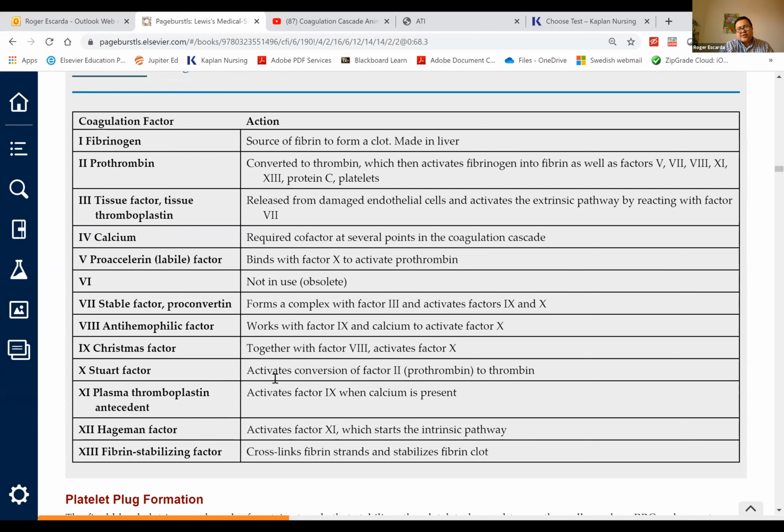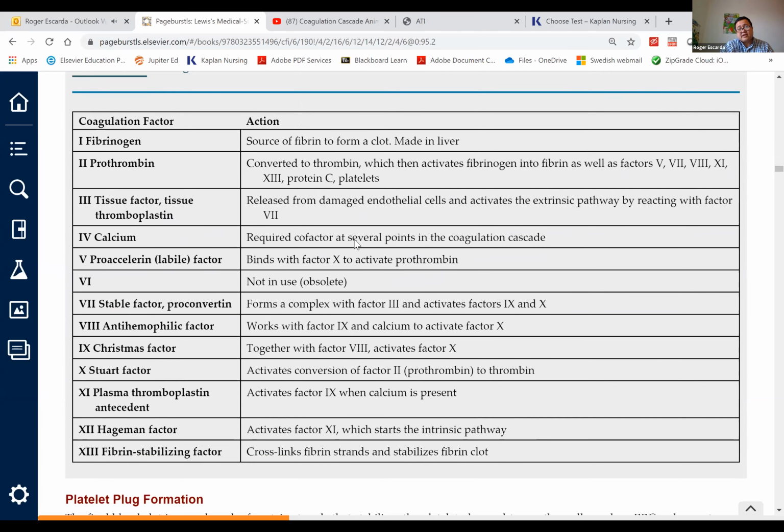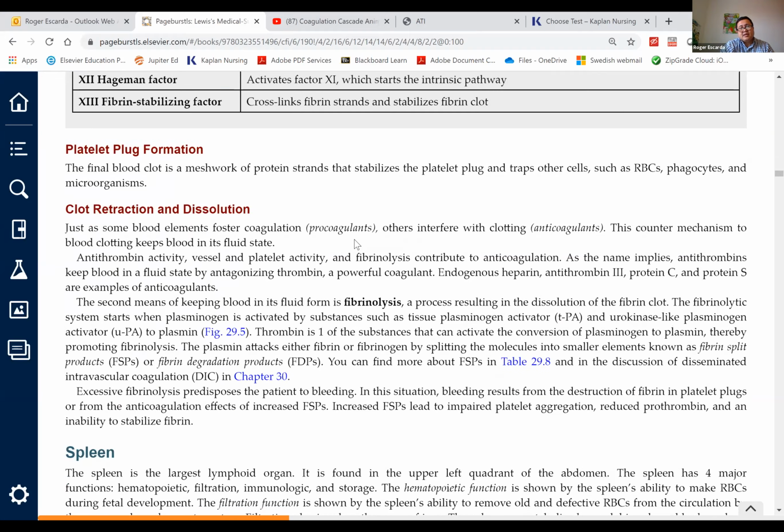I don't know if your instructor will test these. These are, I think, just nice to know. I don't think we need to memorize the coagulation factors.